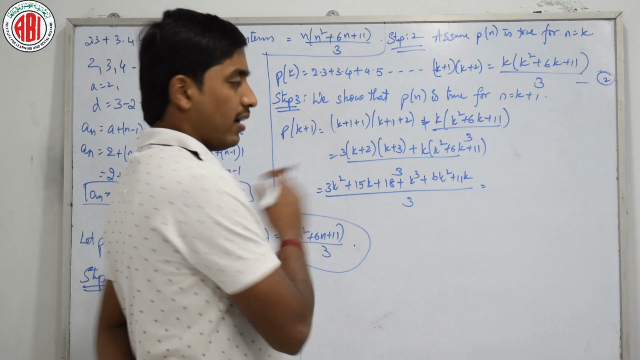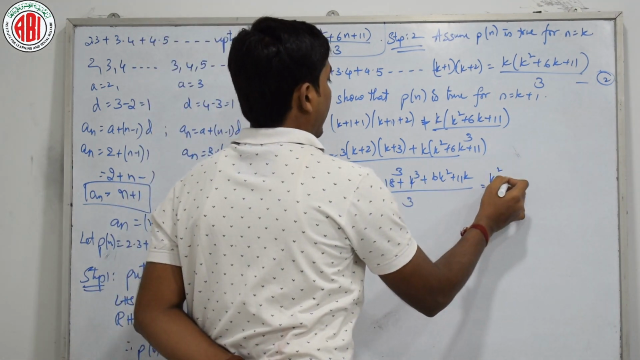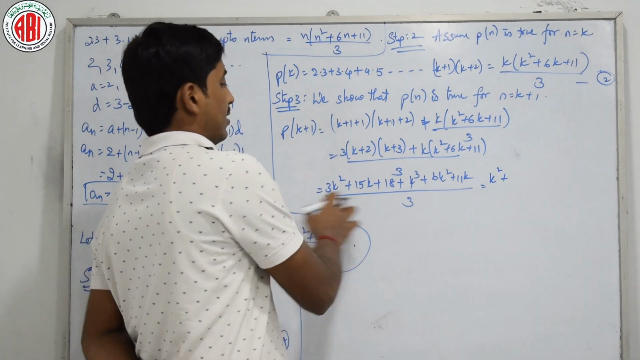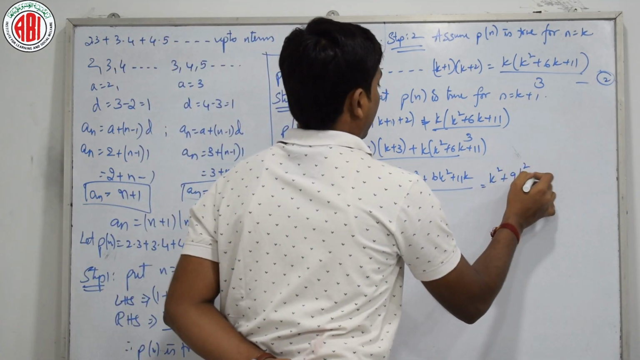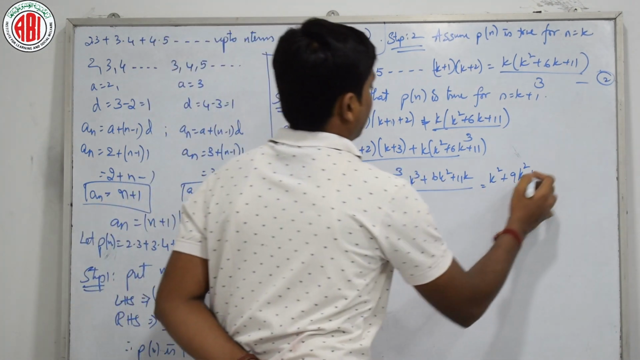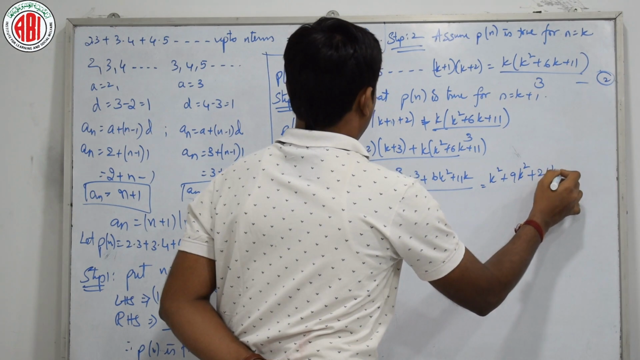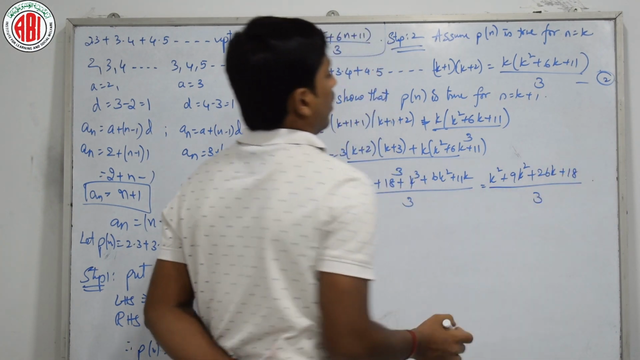Now let us write in a standard form. First the k cube term and the next k square terms, 3k square plus 6k square, that is 9k square, plus k terms 15k plus 11k, that is 26k plus 18 divided by 3.